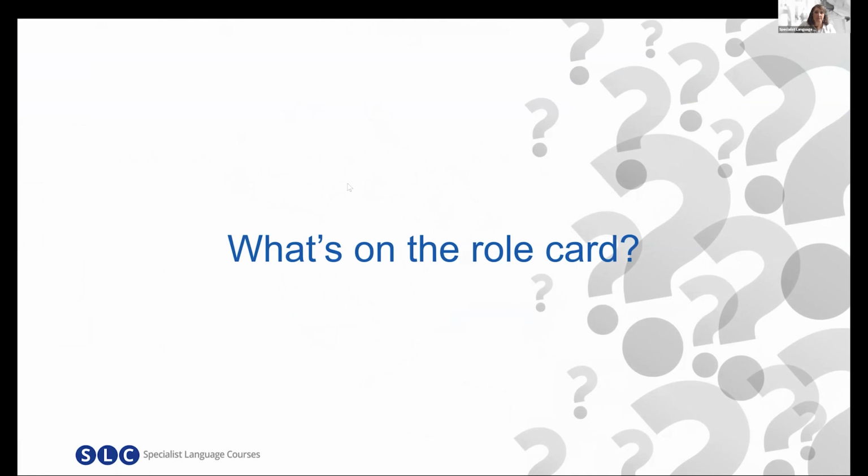So I'm going to open this up to your ideas again. So those of you who have experience of OET, I'd like you to write in the chat box, what can you find on the role card? What's on the role card? If you haven't had much experience with OET speaking before, put some ideas down. What information do you think you can find on an OET role card? Type your ideas in the chat box now.